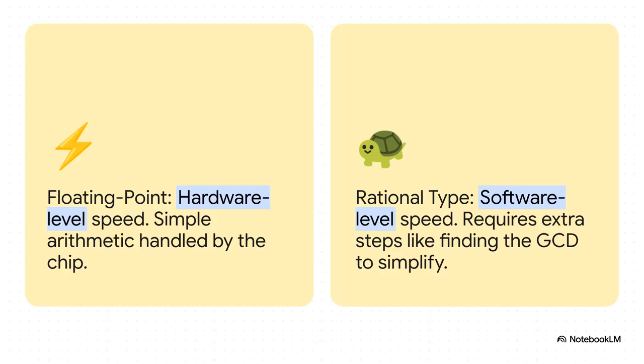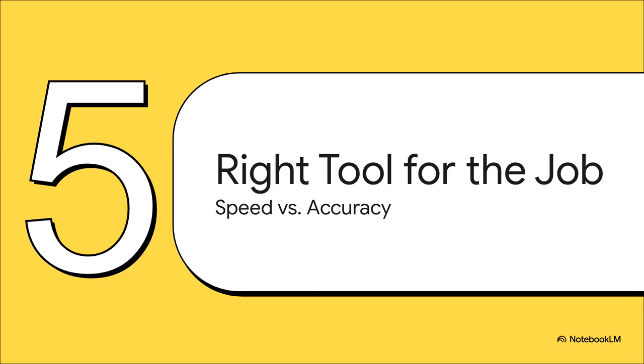And this complexity is the root of that performance gap. Rational math isn't just a simple add or multiply. It needs all these extra steps in software, like constantly simplifying fractions, turning 2/4 into 1/2, but with these massive numbers. All of that takes extra time and processing power. So, if the sprinter isn't always accurate and the mathematician isn't always fast, how in the world do you choose? Well, it all just depends on what you're trying to build.